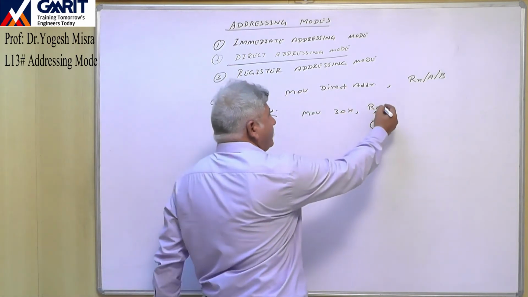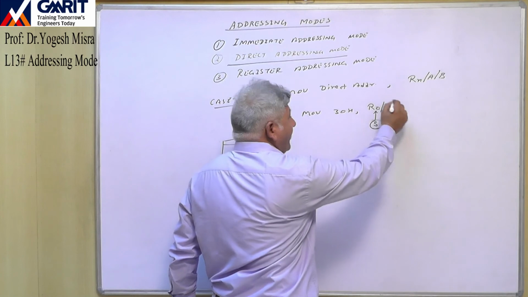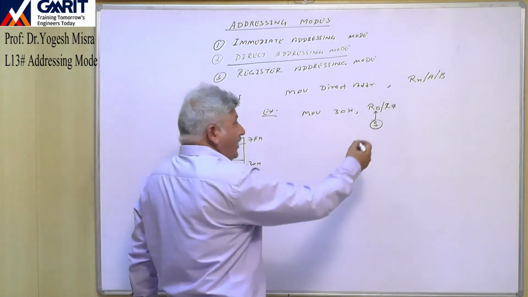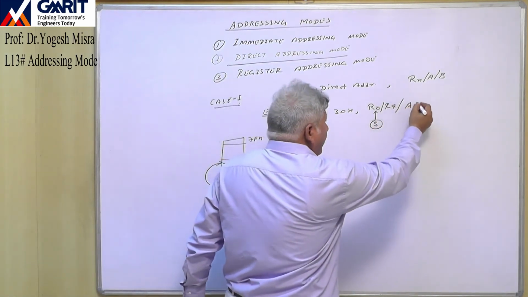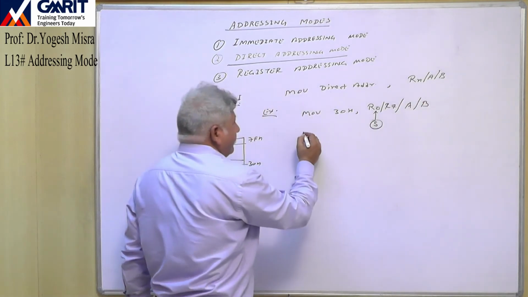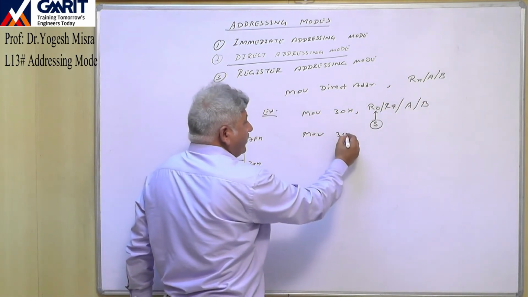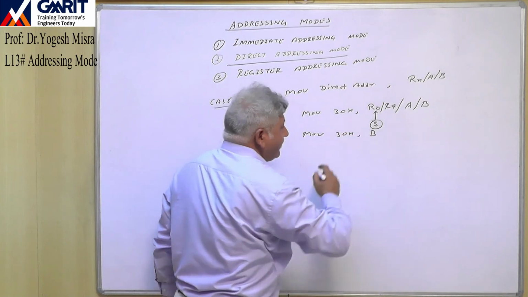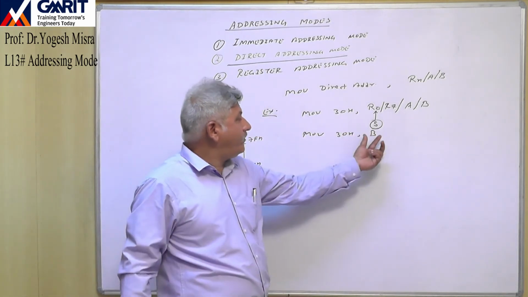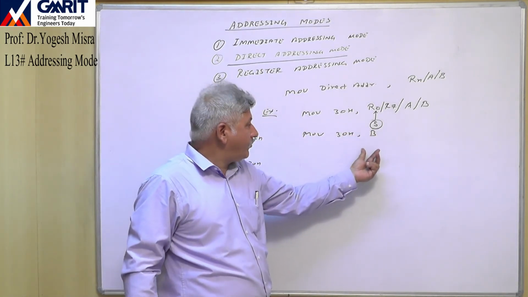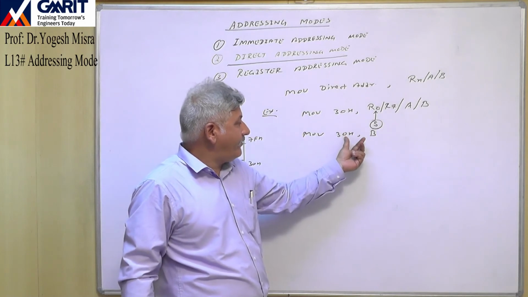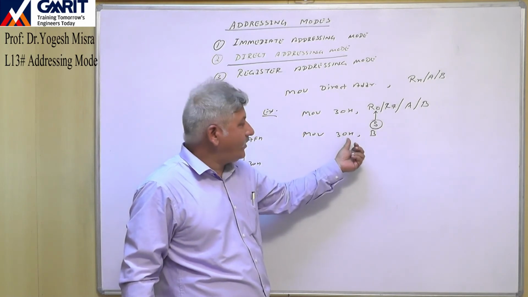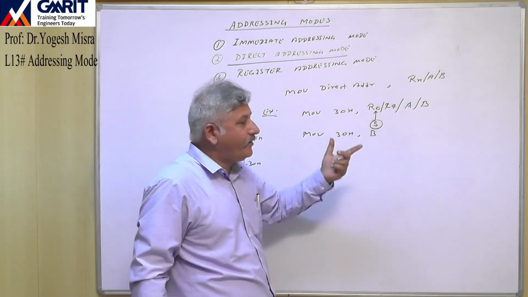So here we can use R0 to R7, any register can be used. We can also use A register or we can also use B register. For example, move 30H, comma, B. So here the content of register B will be stored at internal RAM whose address is 30H. At this address, content of B will be stored.